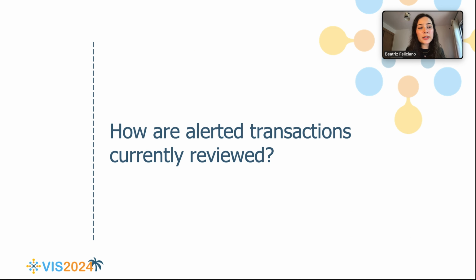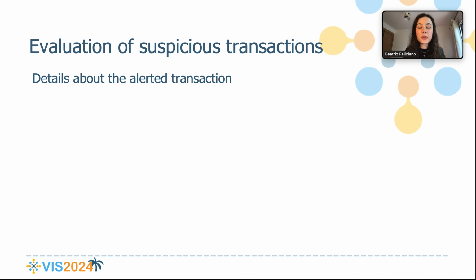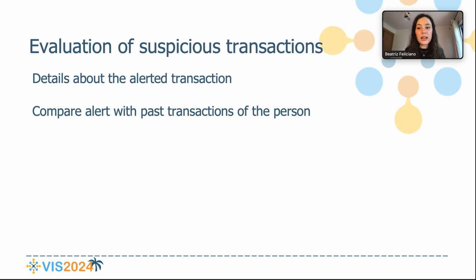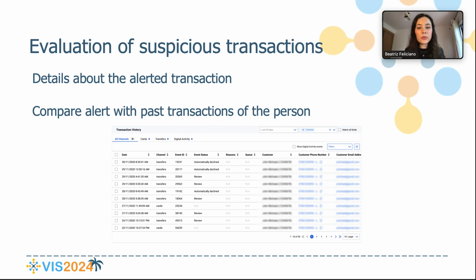And how do they currently review this data? First, they look at some details about the alerted transaction, such as its date, location, and amount. They also look at some details about the person who made the transaction, like their name, date of birth, and address. After that, they will compare the alert with past transactions of the person. They will look at the table with all the past transactions of the person, and they will scroll through it to assess patterns. Then, they will, for example, look at the location of the alert and compare it with all the other locations of past transactions of the person to assess if this location seems to make sense.